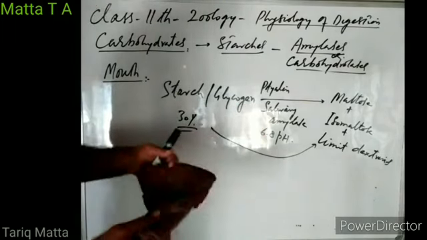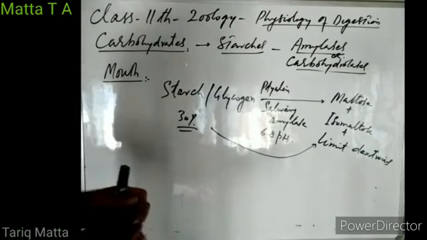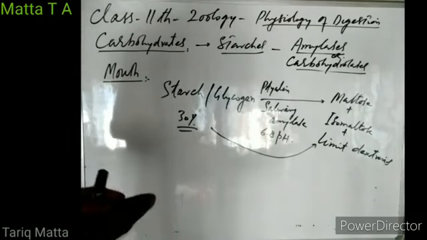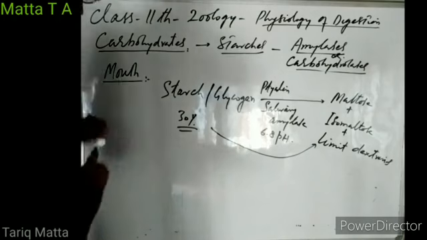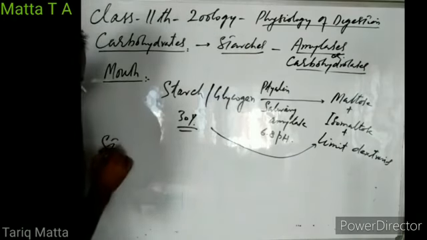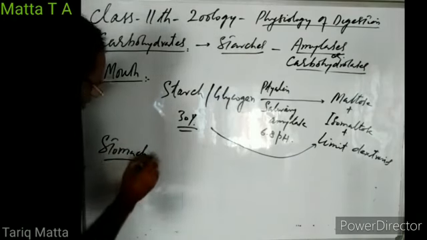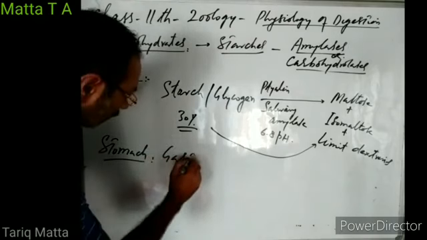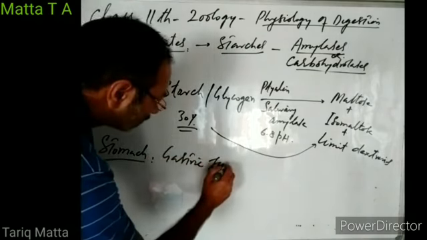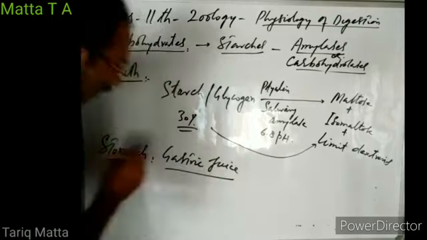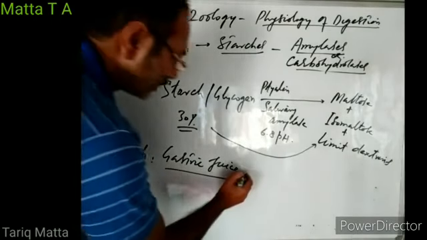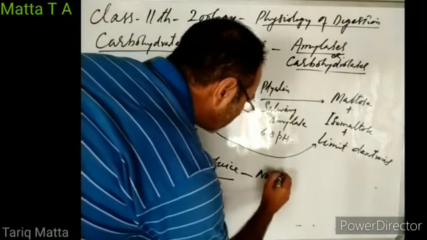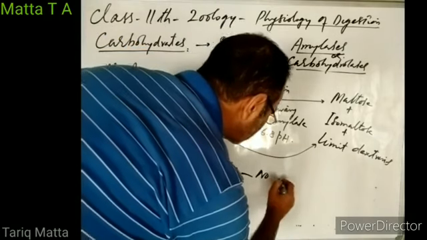Now, after proper mastication, we swallow the food and this food goes into stomach. In stomach, gastric juice is secreted. In this gastric juice, there is no amylase present.